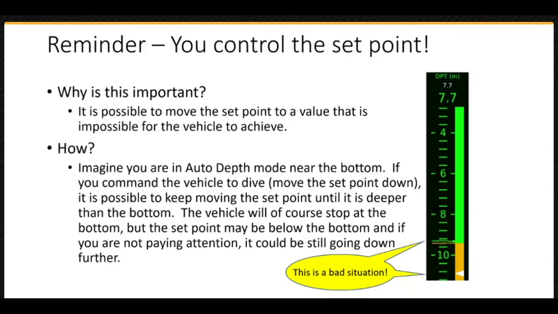Reminder, you control the set point. Why is this important? It's possible to move the set point to a value that is impossible for the vehicle to achieve. How? Imagine you're in auto depth mode near the bottom. If you command the vehicle to dive, i.e. move the set point down, it is possible to keep moving the set point until it is deeper than the bottom. The vehicle, of course, will stop when it hits the bottom, but the set point may be below the bottom, and if you're not paying attention, the vehicle will keep trying to achieve that set point.